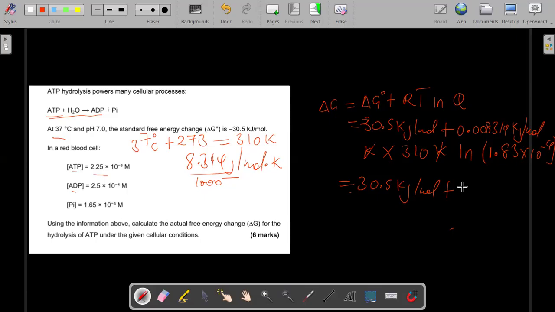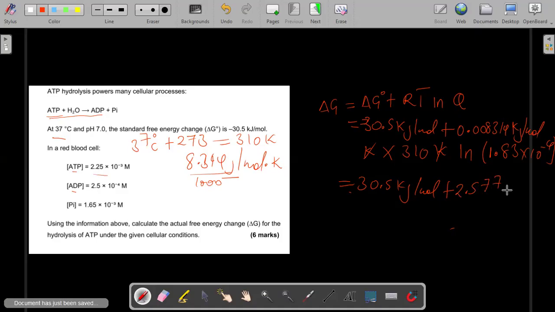So let's do that. Let's multiply these two. We get 0.008314 multiplied with the 310 there. So what are we getting? When I multiply there, I'm getting 2.577.